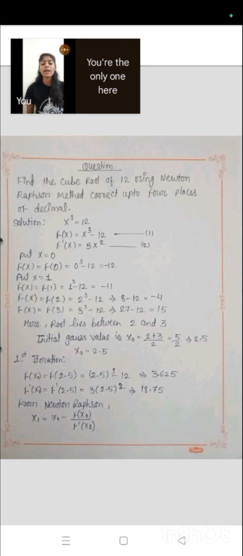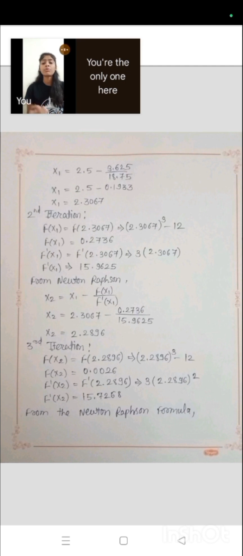Now from the Newton-Raphson formula we put the values of f of x0 and f dash of x0: x1 is equal to x0 minus f of x0 divided by f dash of x0. So x1 is equal to 2.5 minus, putting f of x0 value 3.625, divided by f dash of x0 value 18.75. We solve this equation and get x1 is equal to 2.5 minus 0.1983, and the final answer of x1 is 2.3067.